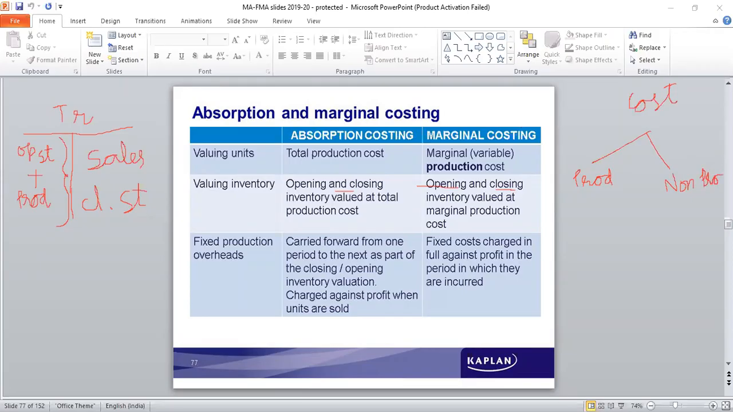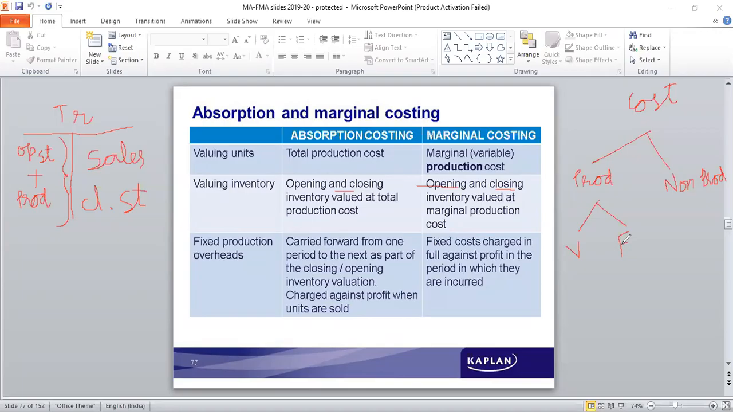Then the costs which are incurred in production and non-production are broadly classified as variable cost and fixed cost. Variable production cost, fixed production cost. Fine. So what should we do in case of valuing the closing stock?